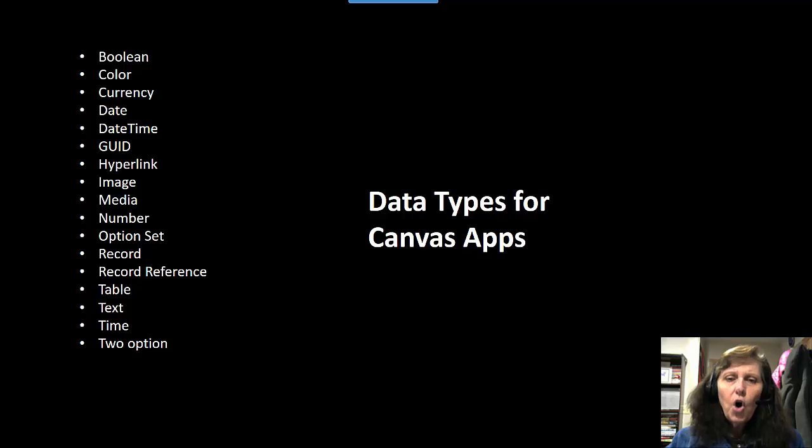This is a list of all of the data types that are used in Canvas apps. There are some here, frankly, that I have never used. I don't use option set, and I haven't used toOption. Option set is used more frequently with CDS, I believe. Not to say that you can't use it here, I just haven't had a need to use it here. So I'm not going to dwell on those.